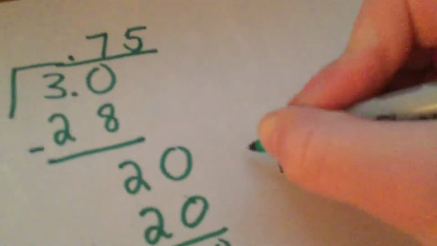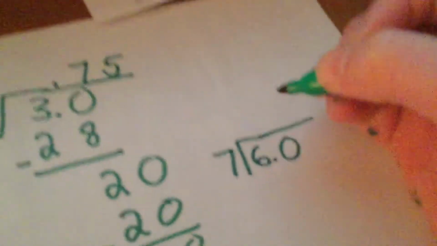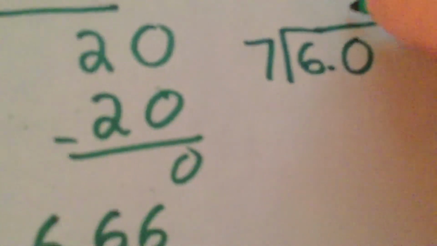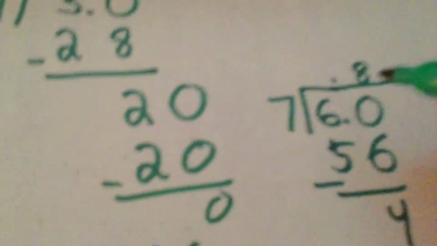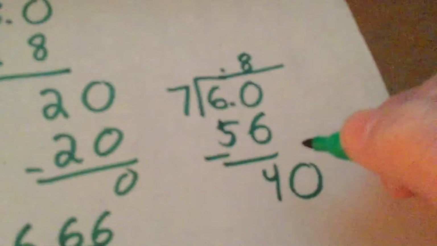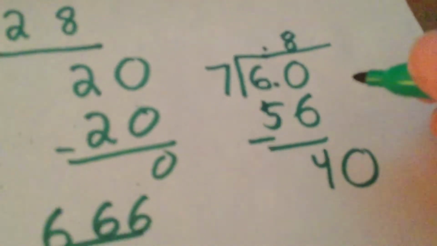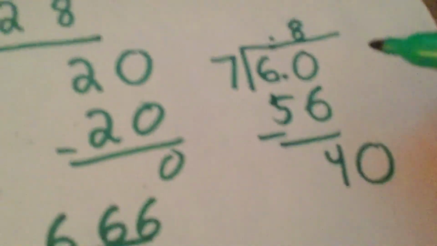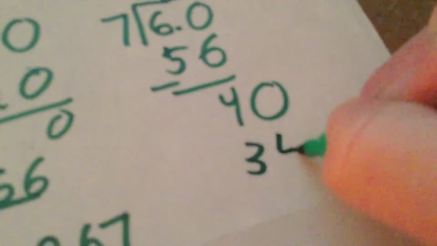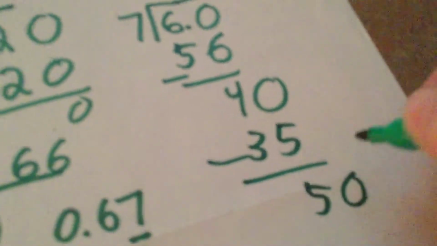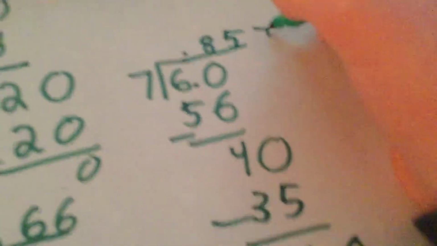Now, we're going to convert 6/7. Seven goes into 60, so when you know 7 times 8 is 56. 7 goes into 40, because 7 times 5 is 35. 7 goes into 50. 7, we know that, because 7 times 7 is 49.